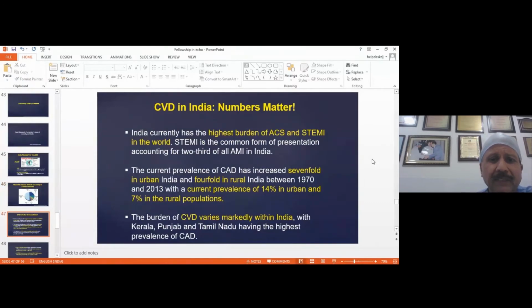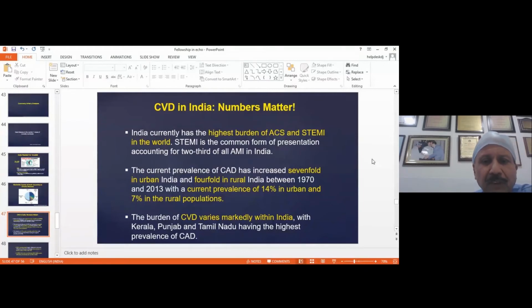India currently has the highest burden of ACS, and STEMI is the common form of presentation, accounting for two-thirds of patients of acute MI. You can easily pick up a regional wall motion abnormality in a patient who comes to you with chest pain, and you can direct the patient rightful to the right place.